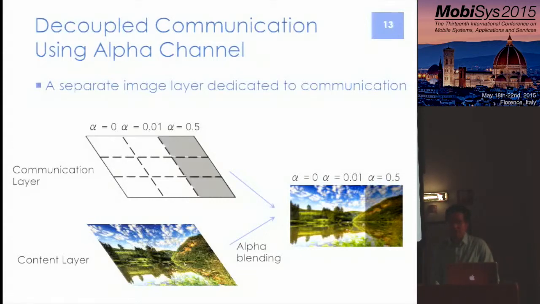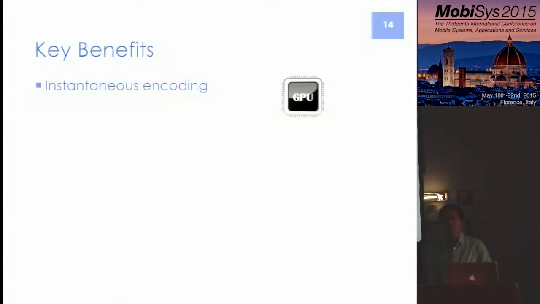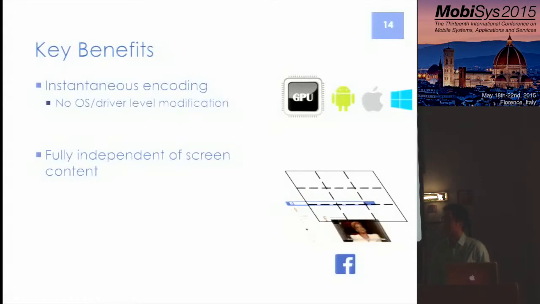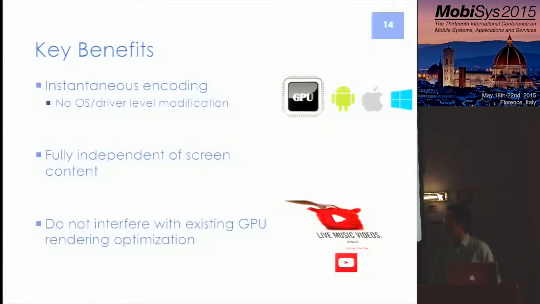This method brings us three benefits. First, the encoding is instantaneous because the alpha blending runs on the GPU. It is a mature GPU feature, so we can call the functions at the application layer to specify the alpha value without any low-level modifications. Second, since the communication happens on a separate image layer, our system enables communication on top of any screen content, including images, video clips, or even content with user interaction like web browsing or games, which has not been done before. And finally, the communication layer is transparent, so our system does not interfere with the existing GPU rendering process.